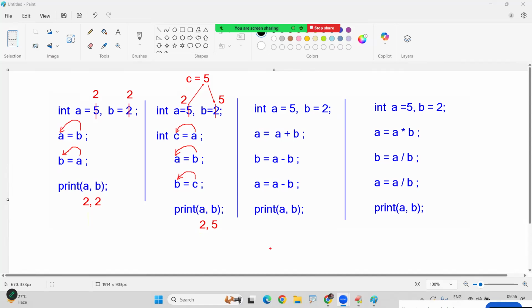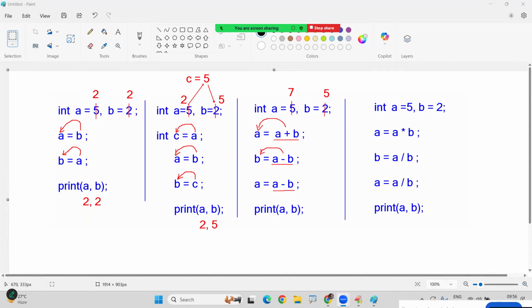Okay. Next one is a plus b. Nothing but, look at this, 5 plus 2, 7 will be stored into a. a value becomes 7. Okay, look at this. a minus b. a value 7, b value 2. 7 minus 2, 5. 5 will be stored into b.